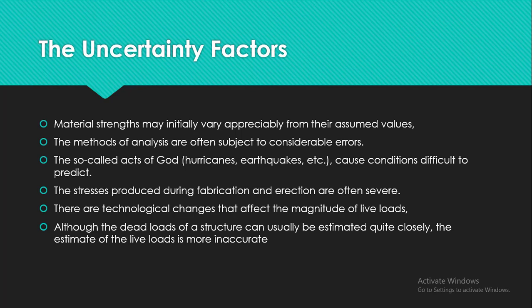Move on to discuss the factors for uncertainties, where the uncertainties come from. Number one, the material strengths may initially vary appreciably from their assumed values, and they will vary more with time due to creep, corrosion, and fatigue. Number two, the methods of analysis are often subject to considerable error. Number three, the so-called acts of God, like hurricanes, earthquakes, floods, etc. These conditions are difficult to predict.